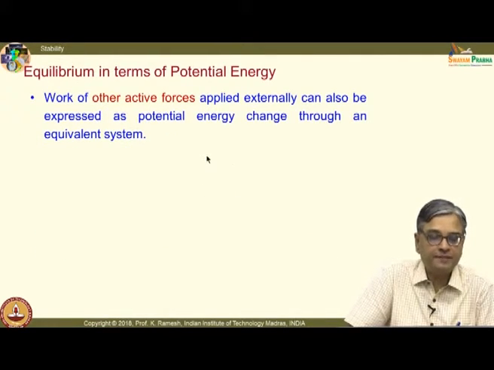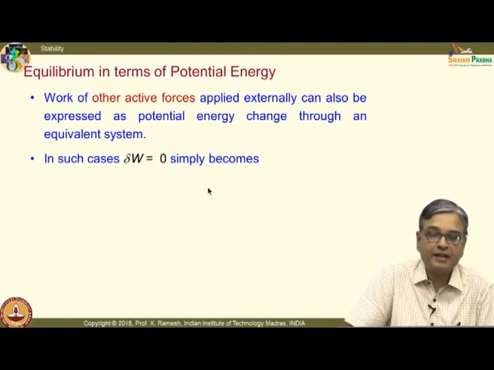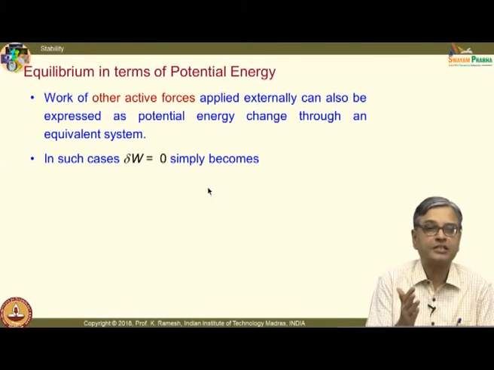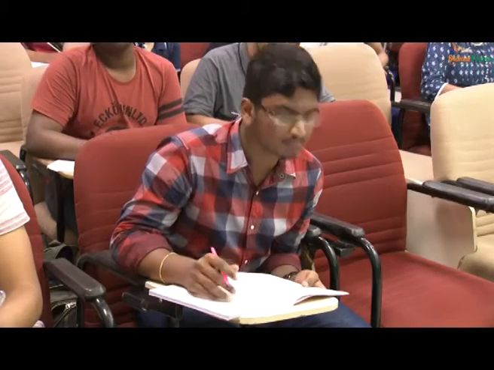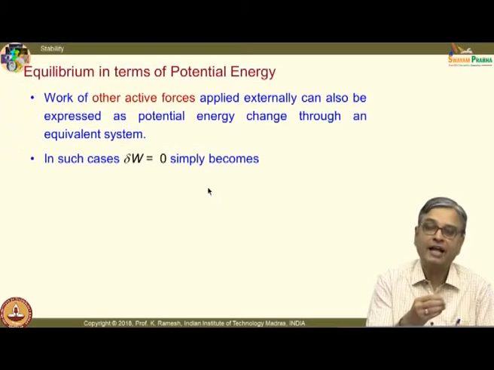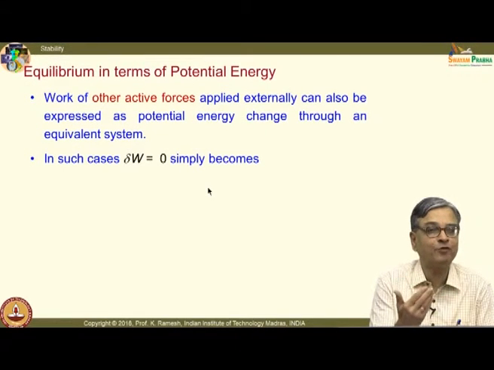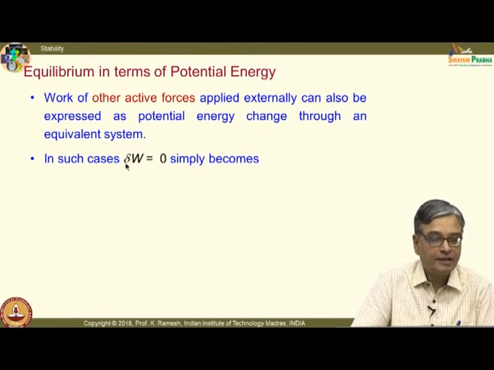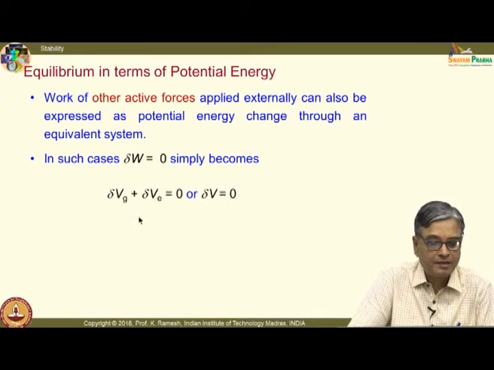Now, we have seen spring can be replaced by an equivalent form of potential energy. Suppose I consider every member forming the system is also deformable, I can also find out the work done by other forces equivalent to an energy change. If I do that, delta W equal to 0 simply becomes delta Vg plus delta Ve equal to 0.